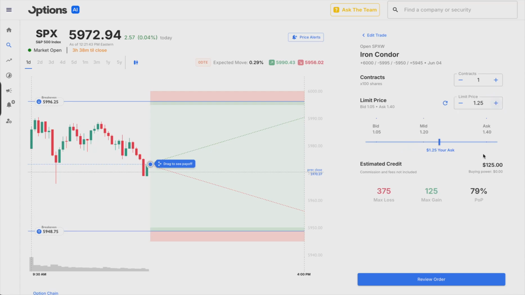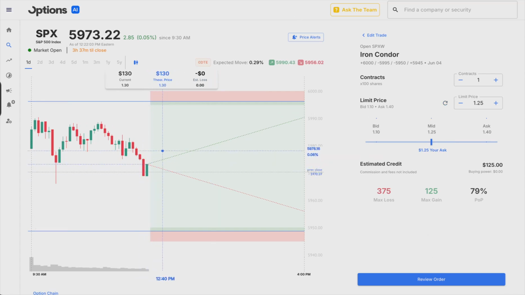So 125, and this tells us, risking 375 to make 125, probability of profit. You get to see your estimated credit right here. And that is how easy it is to do an Iron Condor or a 0 DTE Iron Condor on Options AI.